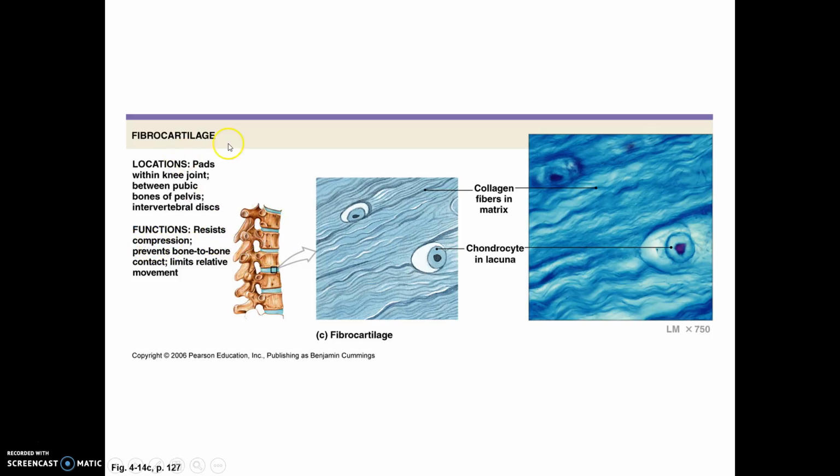We also have this within our knee joints, our meniscus, and we also have it in what's called our pubic symphysis, where our pubis bones come together. So this is a very thick cartilage that, again, limits bone-to-bone contact, resists compression, and serves as a shock absorber.